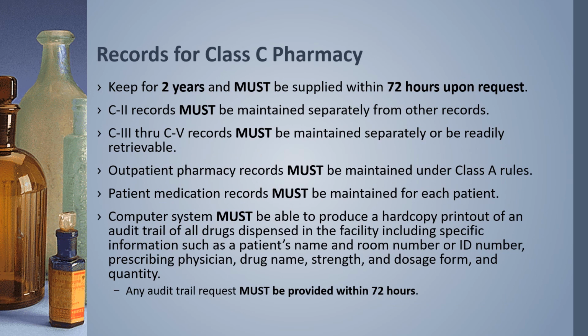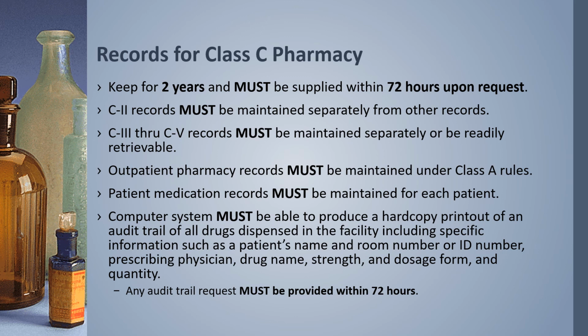Across all classes of pharmacy in Texas, there are records, and the Texas State Board of Pharmacy has different tidbits and timeframes that apply to those records. So firstly, you want to keep your records for Class C pharmacies for at least 2 years, and they must be supplied to the State Board within 72 hours upon any request.